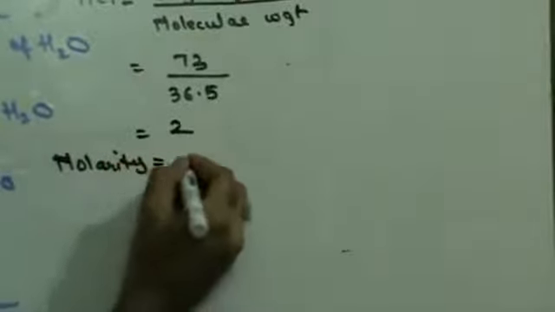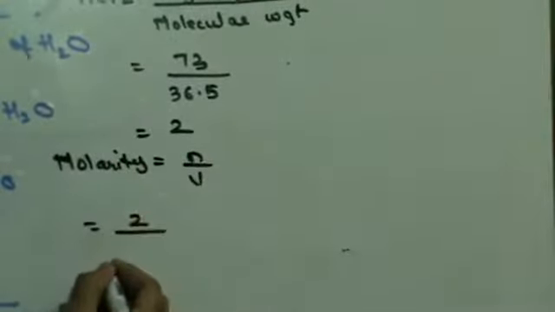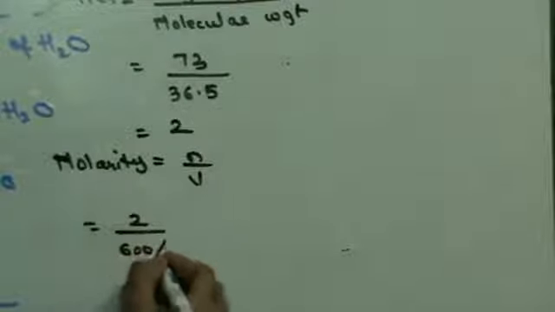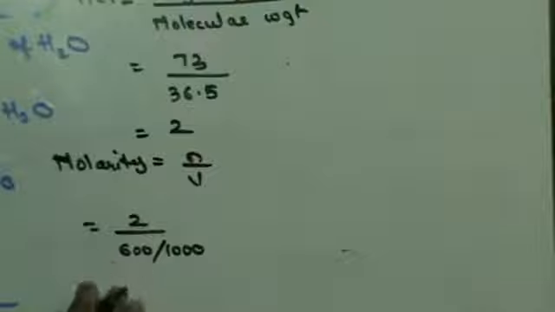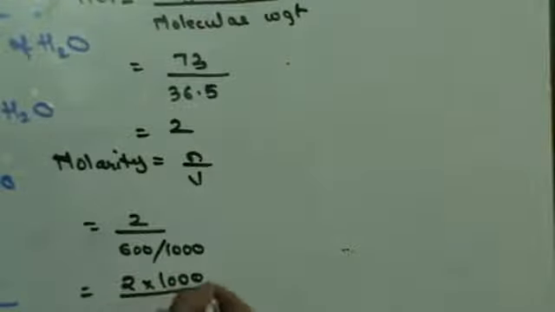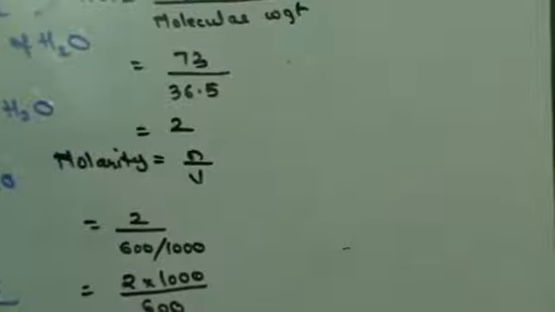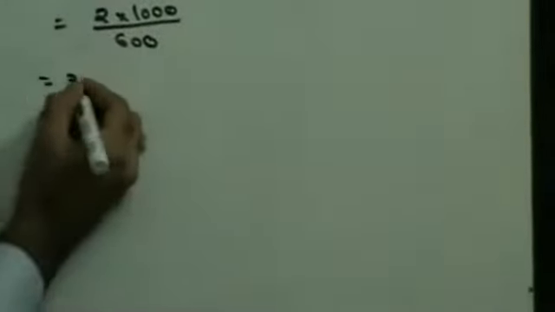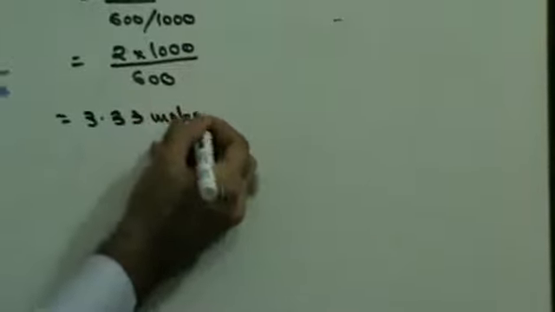Once you have this, then you can find out molarity. Molarity is nothing but N upon V. N we found out as 2. V is nothing but 600 upon 1000. Denominator of denominator becomes numerator. So this will be 2 into 1000 divided by 600. When you simplify this, you will get this answer as 3.33 moles per liter. Right? So that is molarity. Next, let's see another concept, guys. Now, please pay attention to what I say now. That was molarity. Now I will see another concept, which is molality.